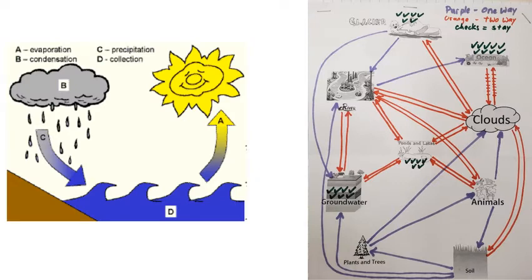So let's take a look at our water cycle map that we drew yesterday, and let's make some conclusions about what we see in terms of the pattern. Well, first of all, you might have remembered the elementary school water cycle. You guys have learned about this for a long time. It looks something like this.